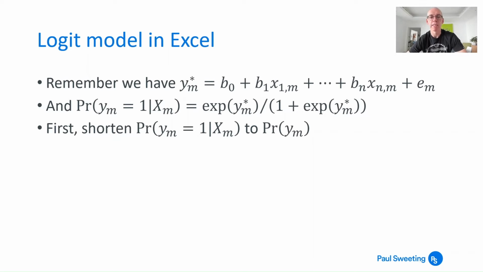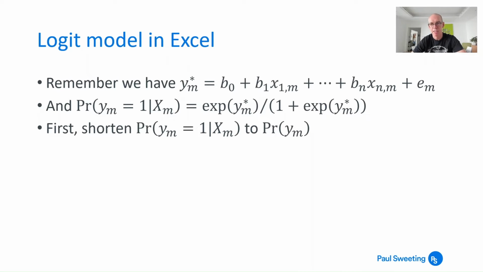So the Logit model in Excel, remember what we've got is this expression y star m is equal to b0 plus b1x1m plus all the way up to bnxnm and the error term. And the probability that ym is equal to 1 given xm, so that vector for firm m, is equal to e to the y star m over 1 plus e to the y star m. So the first thing I'm going to do is just shorten that probability expression to the probability of ym, and we'll just take it to mean the probability that ym is equal to 1 given xm.